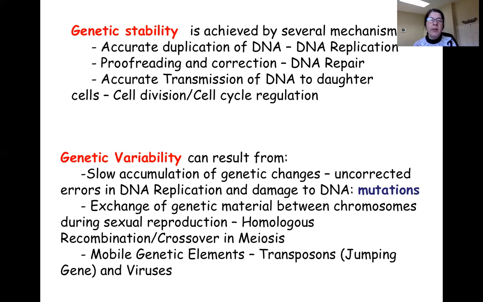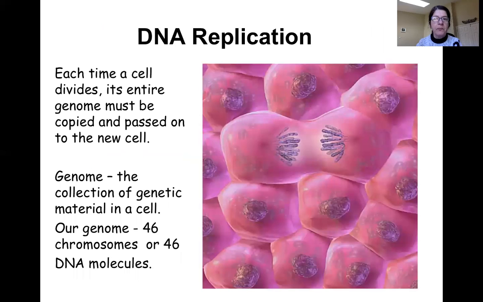Finally, genetic variability can also be introduced by mobile genetic elements, or so-called jumping genes, transposons, and viruses. And we're going to talk a little bit about this at the end of the unit when we talk about viruses. So why do we need DNA replication?